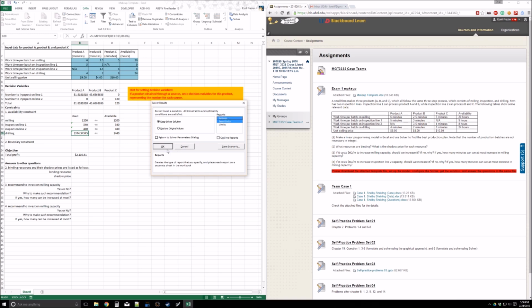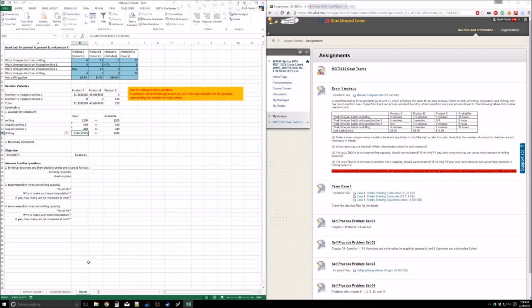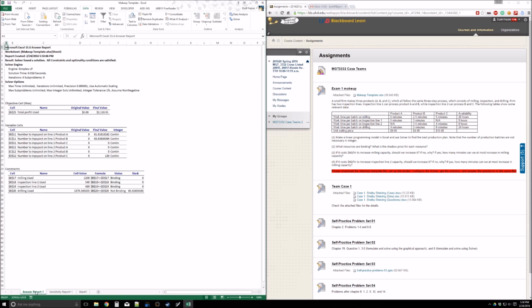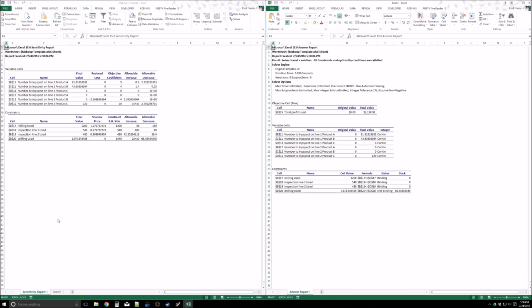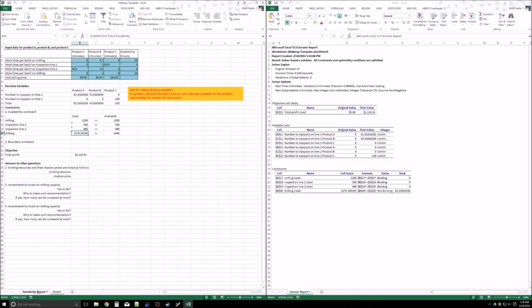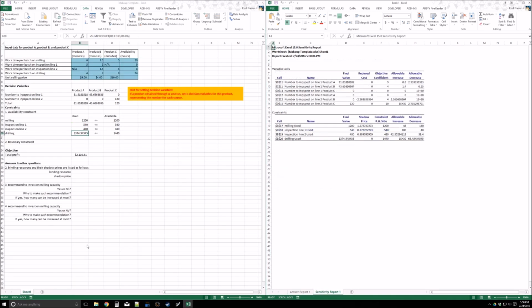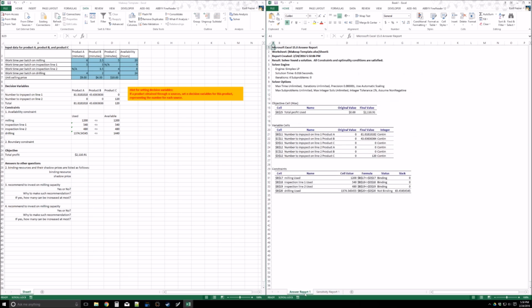So once that's all set, you want to make sure that you have your answer report and also your sensitivity report. And then from there, you can just see your constraints. Well, you can see what's binding, your binding constraints, as well as your shadow prices, as you need that information to answer the remaining questions for the assignment here. So with the first one, it's pretty much just asking what is binding. So we have the milling and both testing lines.